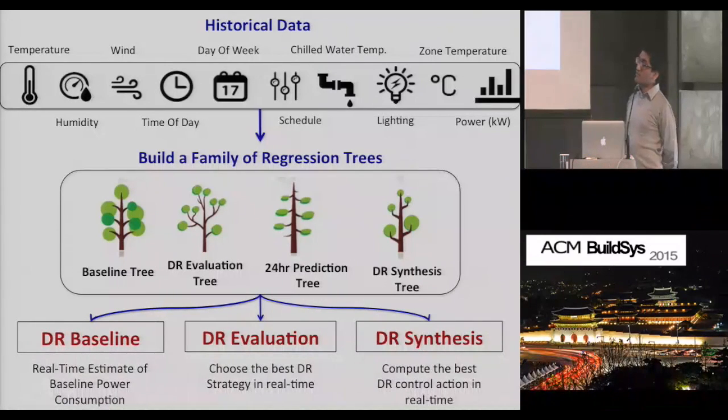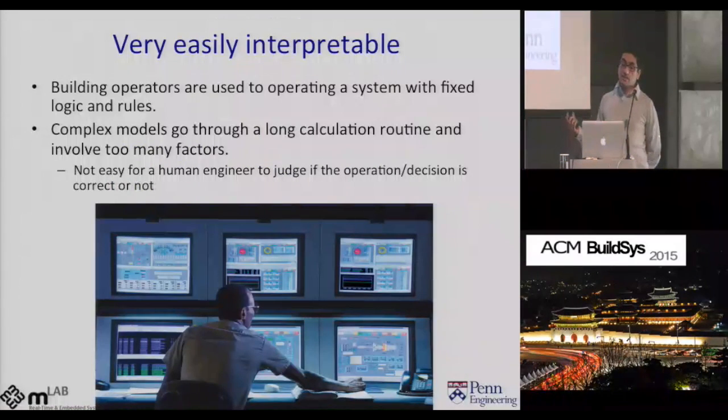But first, the main reason to choose this kind of approach is that we need to make sure it's very interpretable for the facilities managers. They don't want to use an artificial neural networks approach where they don't know what the black box is really doing and why it is, say, shutting off a certain chiller for a certain duration.